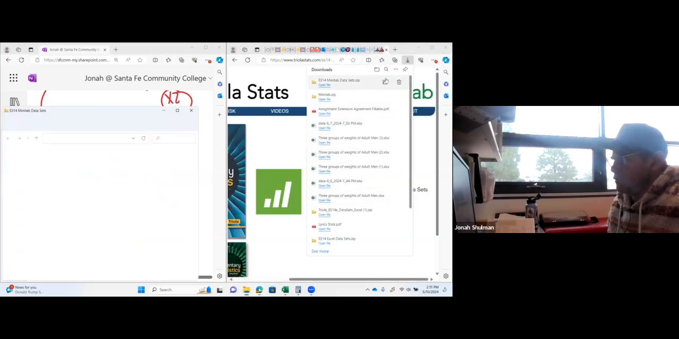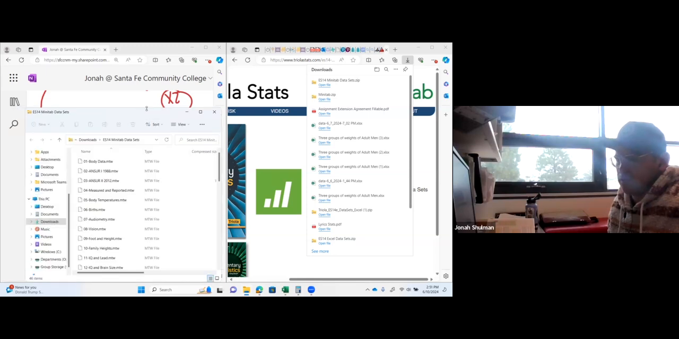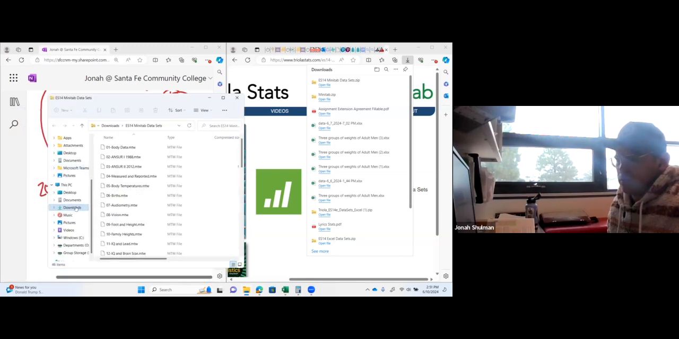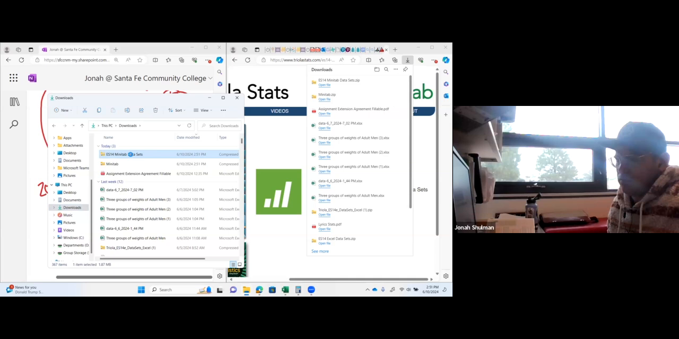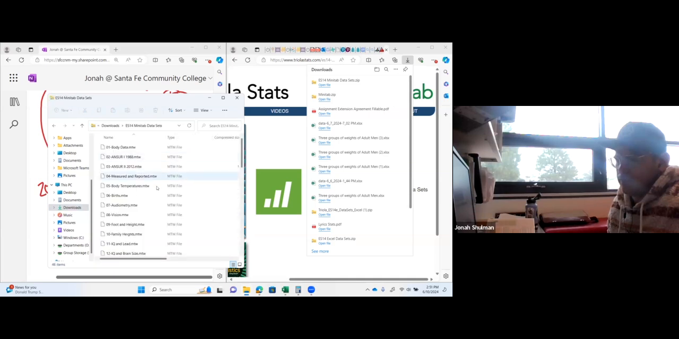So I'm trying to download it. Sometimes it doesn't work because I'm using the school computer and they don't let me download anything on this. So I guess I could do it on my home laptop. Yeah, it's not gonna let me open it.